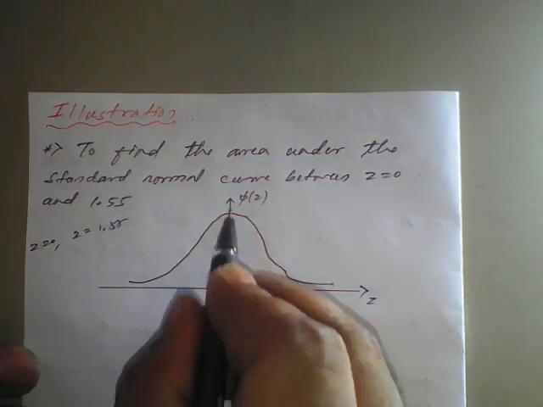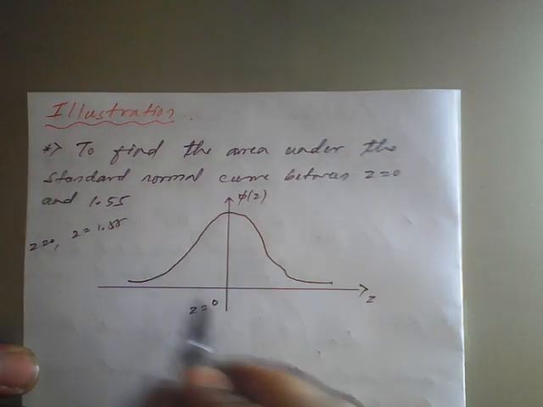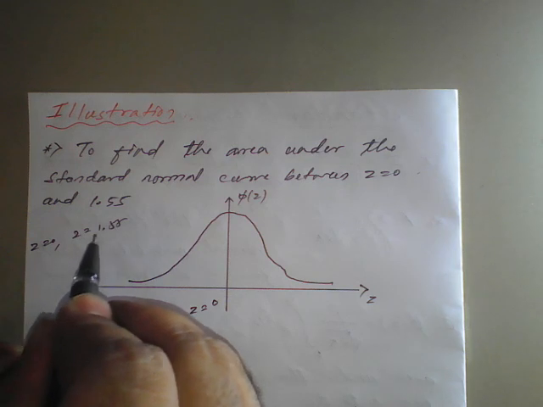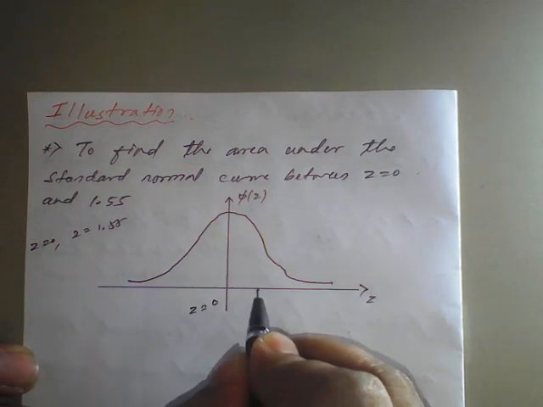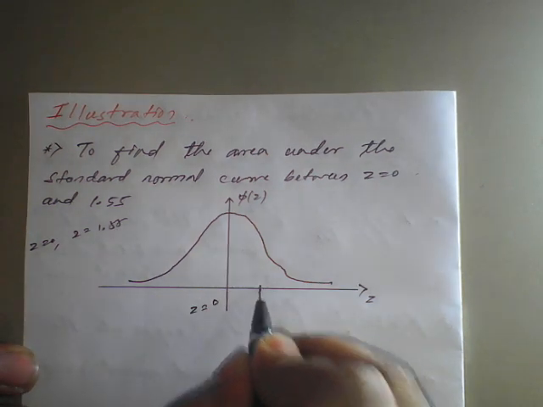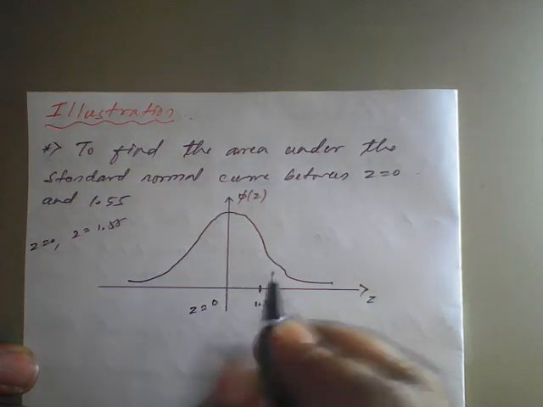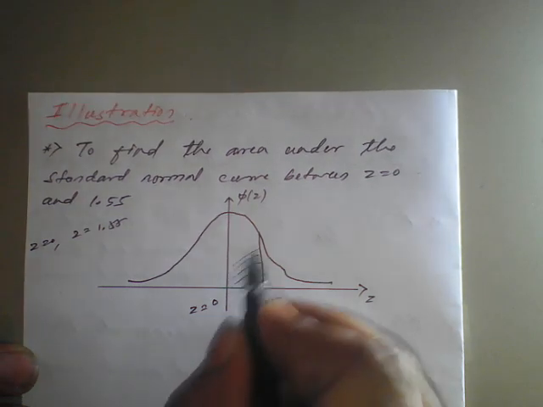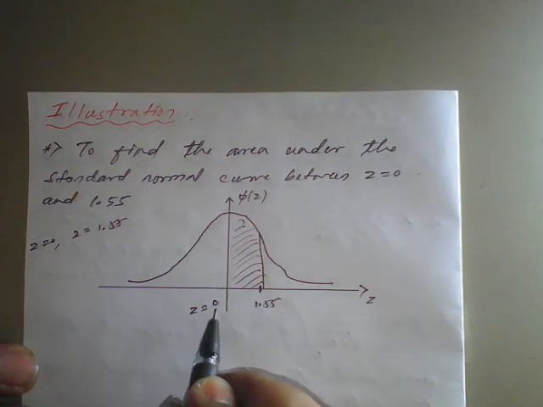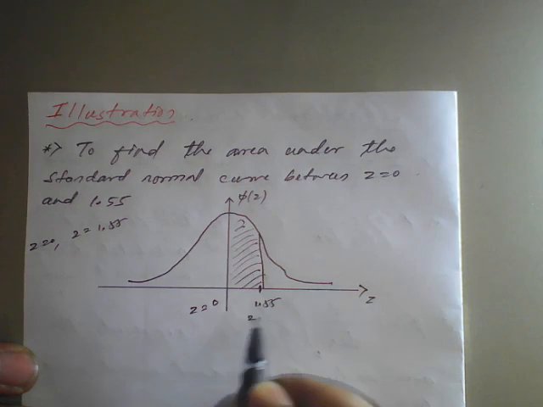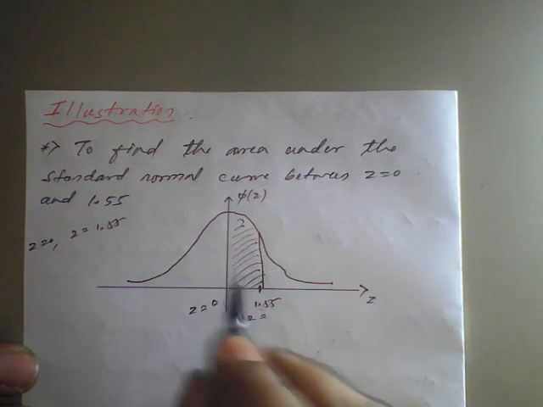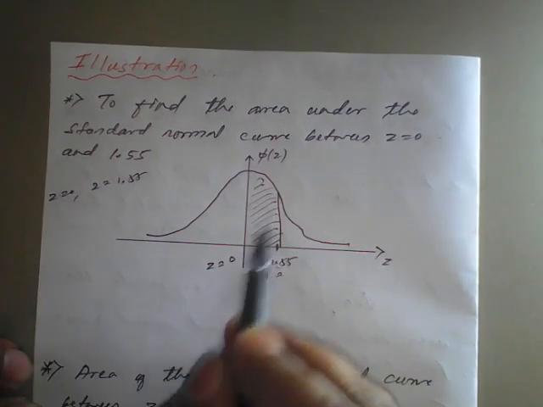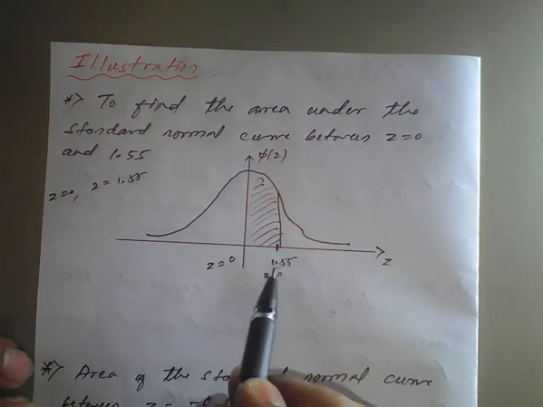Okay, z is equal to 0 means exactly the center, and we know that this area is 0.5 and this is 0.5, but one more value they have given, z is equal to 1.55. I will write it somewhere here, this 1.55 will be here. So you draw a vertical line and shade this. This is the area from z is equal to 0 to z is equal to 1.55. On this positive side we need to shade like that. Then this is nothing but the area of phi of 1.55.